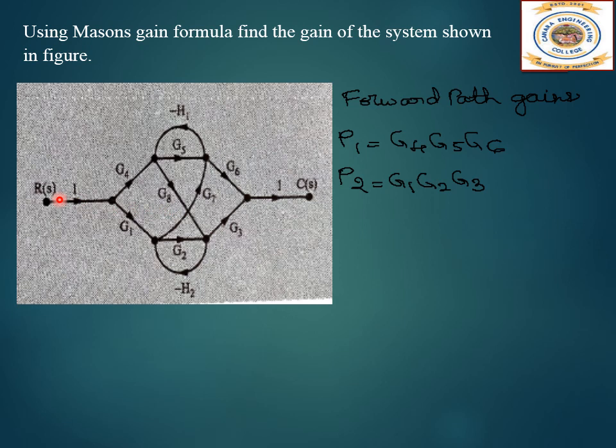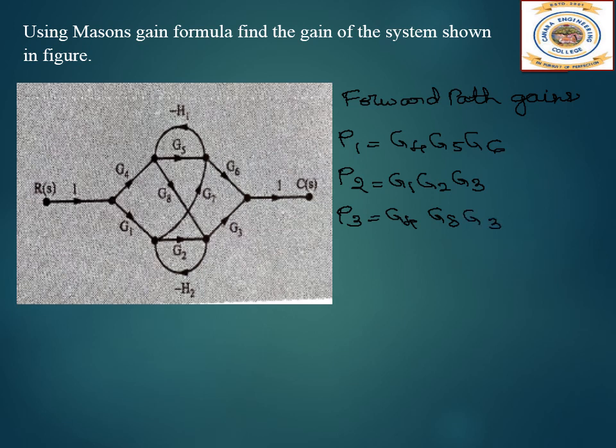Then next, see, 1, G4. Then we have, see, the directions you have to be careful about. G8 and G3 and 1. Again I'll repeat: 1, G4, check the arrow directions, G8, G3, C1. So P3 will be G4, G8, G3.